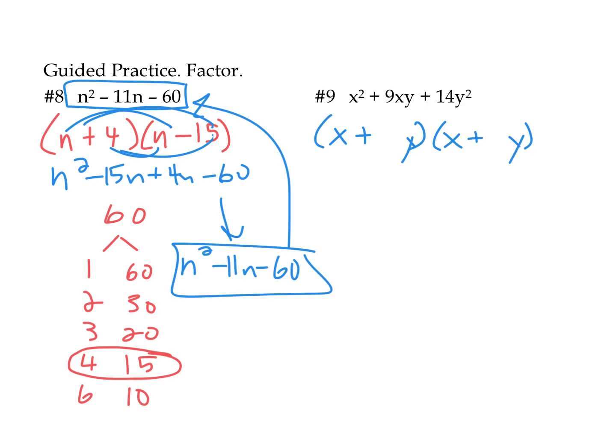So I need factors of 14 that add up to 9. It'd be 7 and 2. Again, you could put the 2y and then the 7y, that's fine. So x plus 7y, x plus 2y. That would be my factored form for that trinomial.